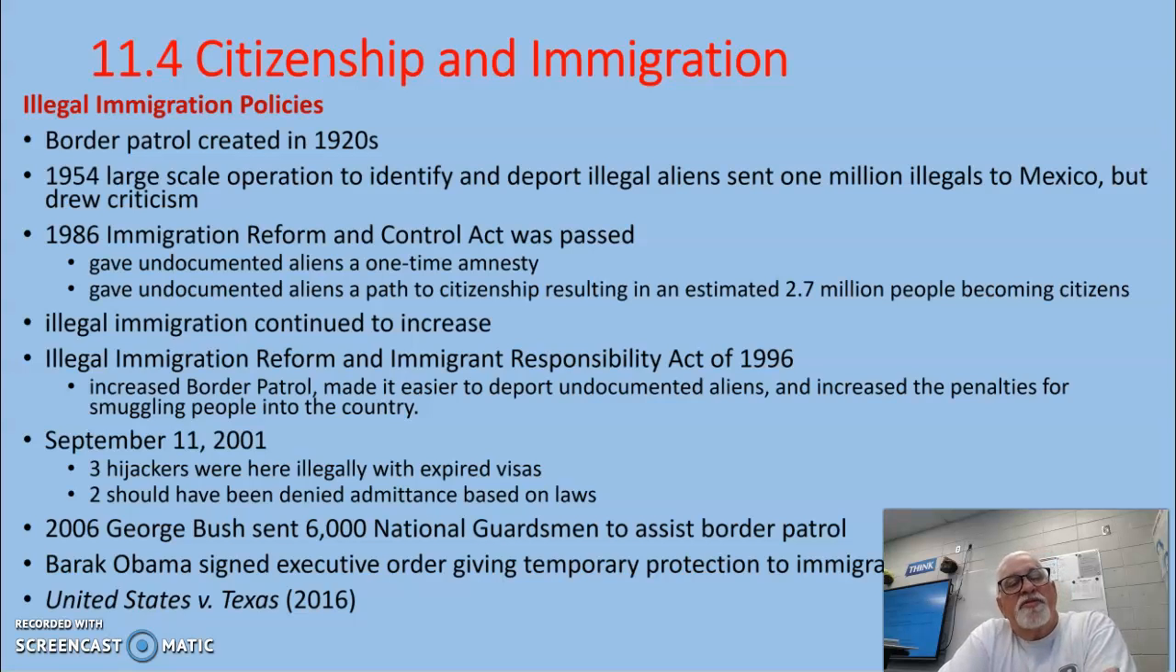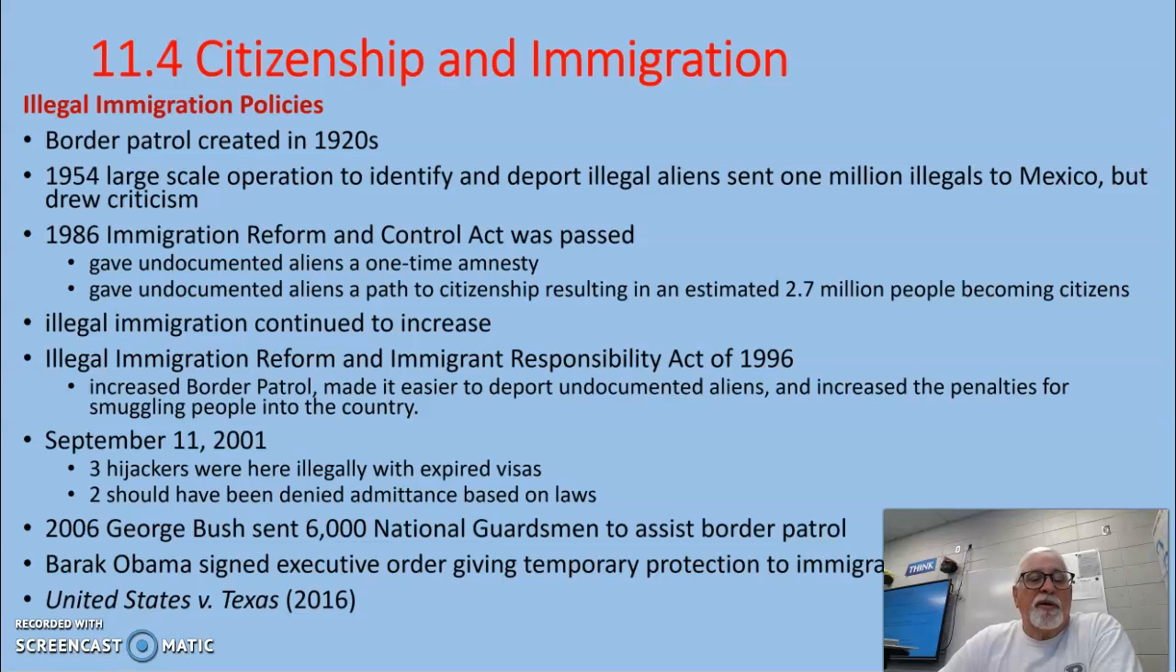Illegal immigration continues to increase. Reform Act of 1996. 9/11 hijackers. I know you're just kids because you were born after. But 3 of the hijackers were here illegally, stayed on expired visas. 2 should not have been here. They crossed the border illegally. And so the idea to become a better country on protecting our borders was important.